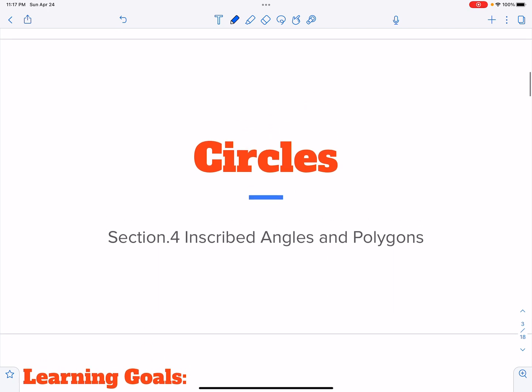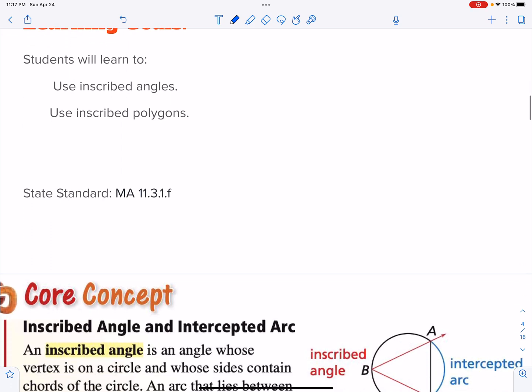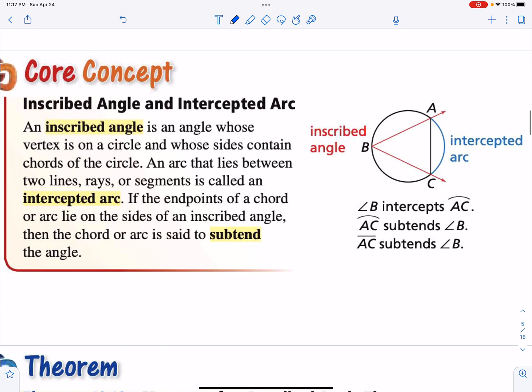So in this lesson, we're going to talk about inscribed angles in circles, instead of, again, what we talked about before, circumscribed or with the central angle. So these are going to look a little bit different. So we're going to have inscribed angles and inscribed polygons. So we're going to talk about inscribed.